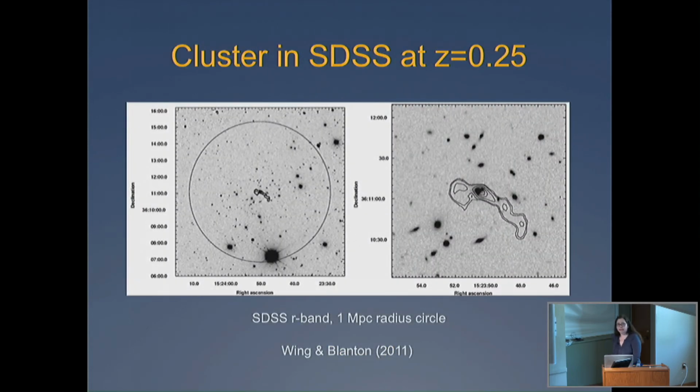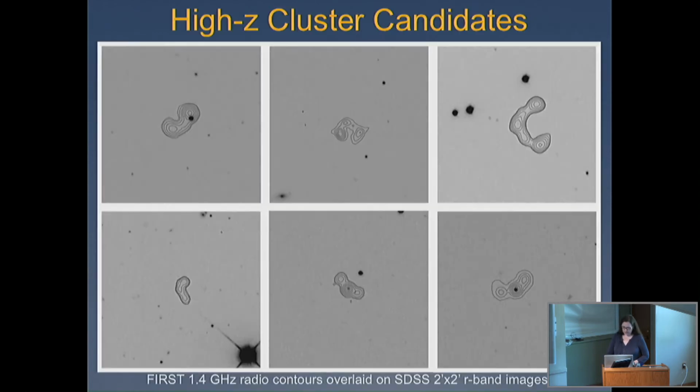Okay, and this then is an example of a lower redshift cluster. This is at redshift 0.25 from the Sloan Digital Sky Survey. Here's the radio contours. I'm zoomed in here, and then here's the cluster there. Okay, so through that work, we identified a large number of systems that did not have hosts in the Sloan Digital Sky Survey. So here are some examples. Here's a radio contours overlaid onto an optical image from Sloan, and you don't see anything there. Okay, you don't see a host. You don't see a host.